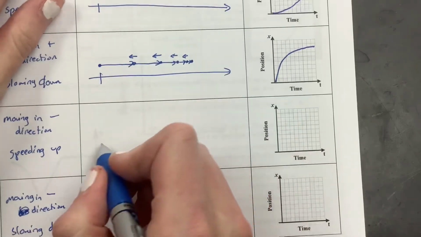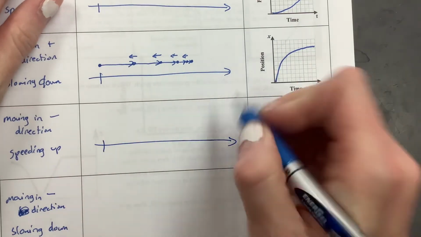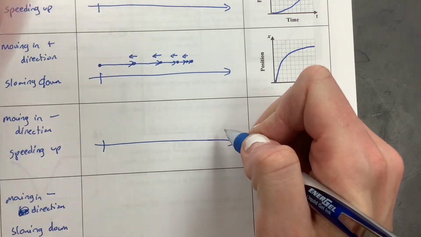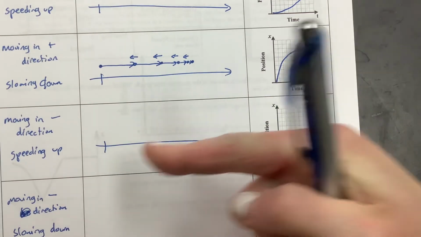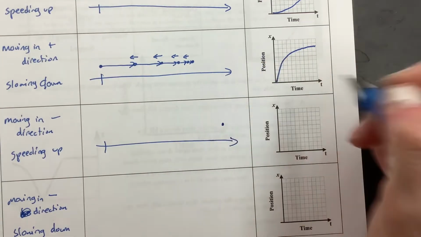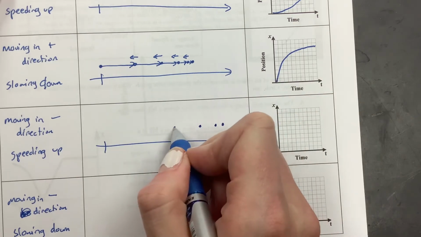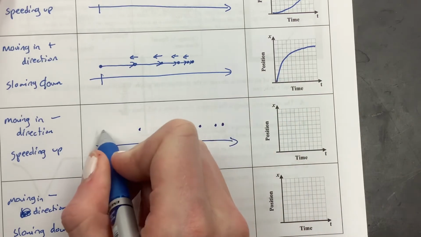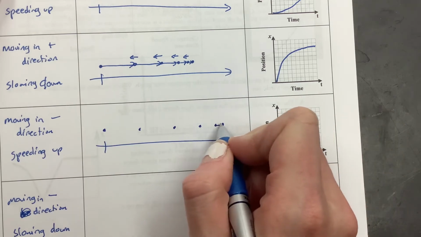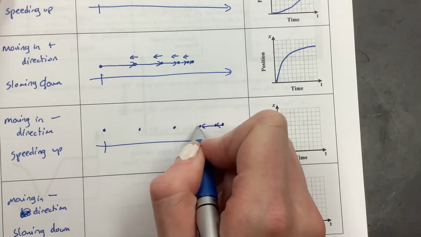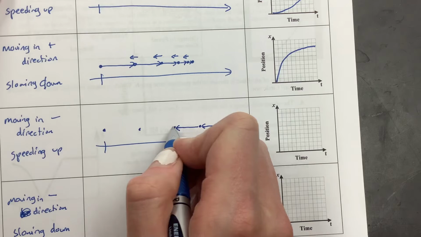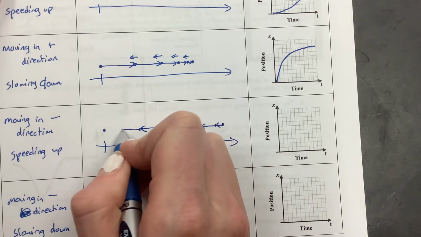All right, so here's my motion diagram. This time I got to start on the right side because I've got to go this way to go in the negative direction. Speeding up means my dots are going to start out close together and they're going to get farther apart, like so. And my arrows are pointing to the left because I'm going in the negative direction.